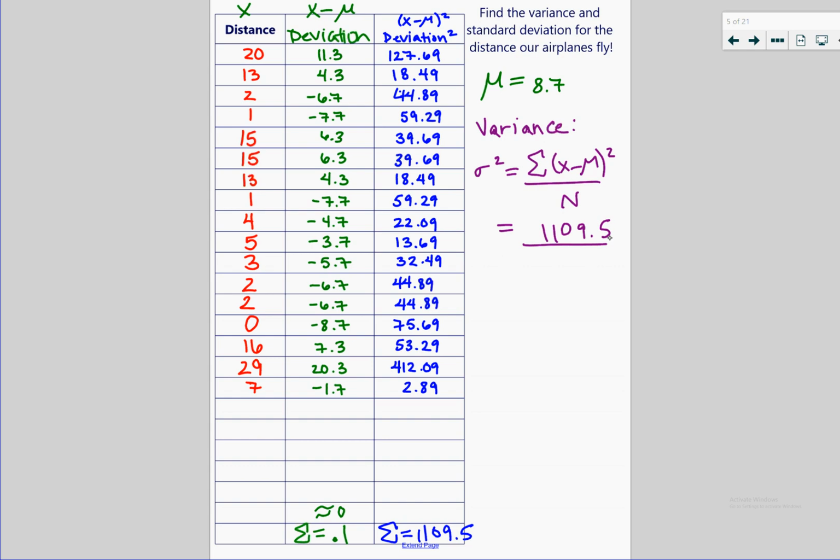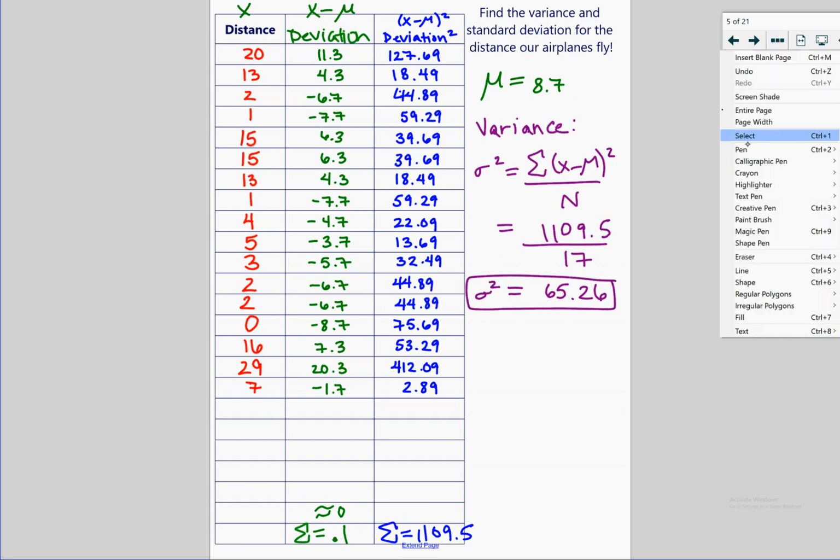We use the table for that. Denominator is just how many data values we have. So how many data values are up there? 17. Perfect. And then we divide. 1109.5 over 17 gives me 65.26. That's our variance.